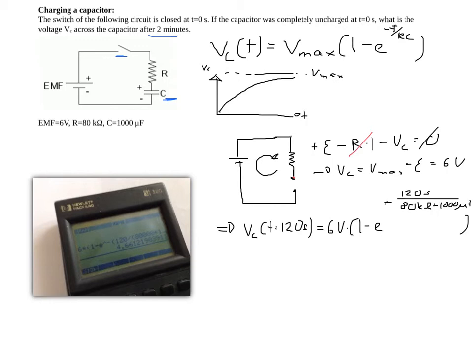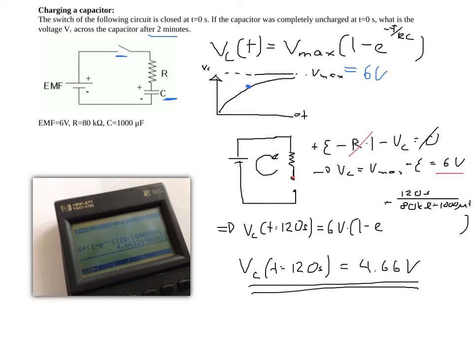The result is 4.66. We can finally check if this result makes sense. If you recall, we had a Vmax of 6 volts, so 4.66 is somewhere here. So this is one of the possible answers. If you ever get something higher than 6 volts, you do know that you made a mistake. But here we get something that's lower, so we could write at t equals 120 seconds Vc is 4.66 volts. And that's it.